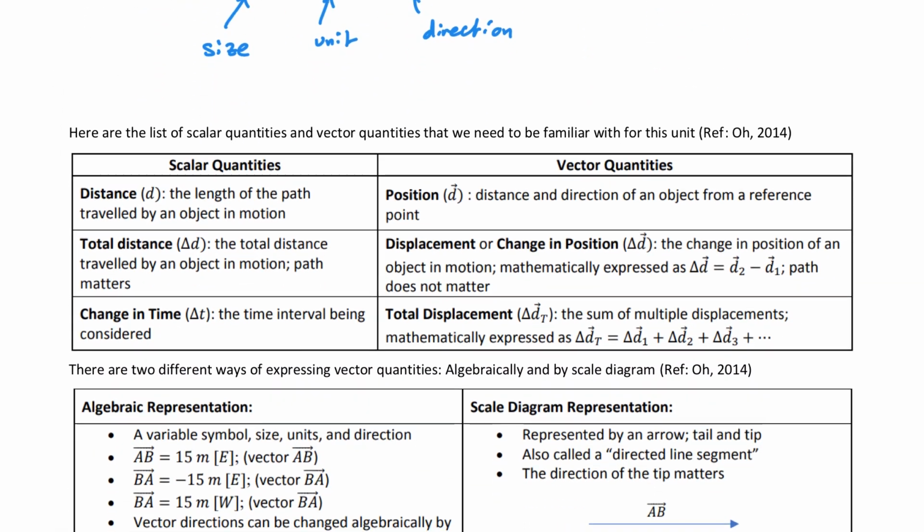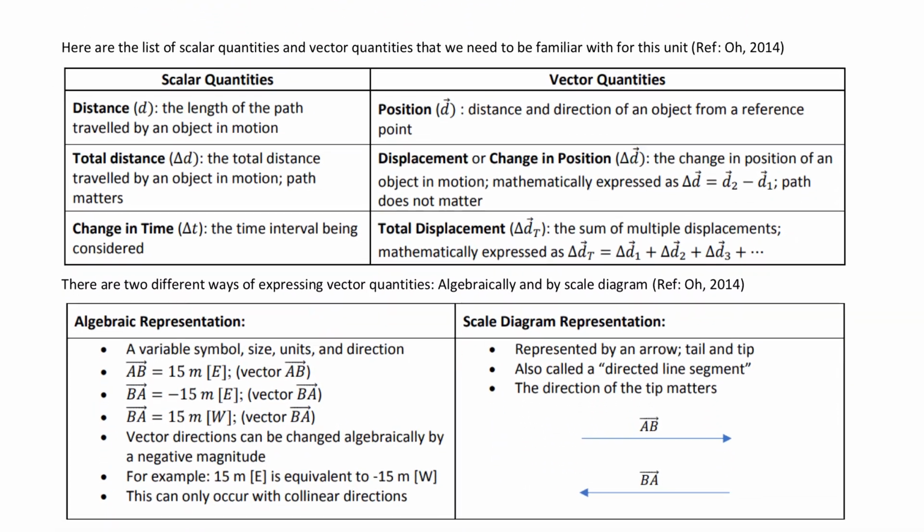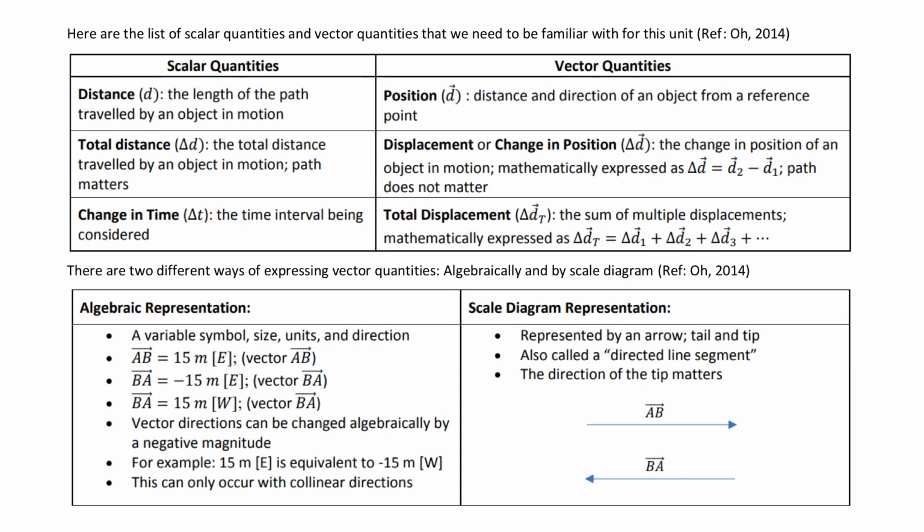So here's the list of scalar quantities and vector quantities that we will be using a lot in our course. Scalar quantities, one of them is distance, that is the length of a path traveled by an object, and its equivalent vector quantity is position, and this is the distance and direction of an object from a reference point.